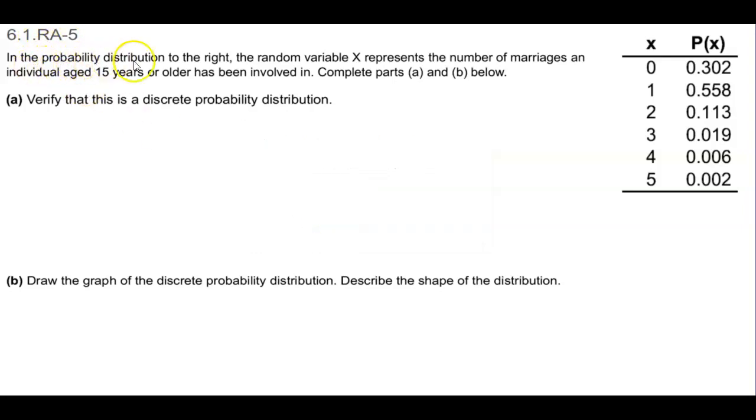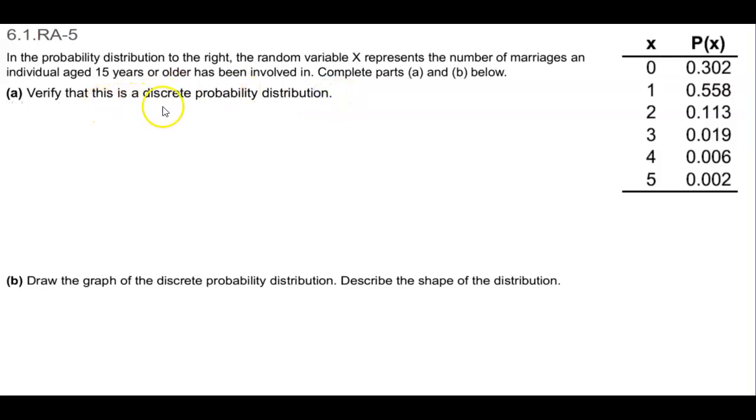6.1.RA-5. In the probability distribution to the right, the random variable x represents the number of marriages an individual age 15 years or older has been involved in. Complete parts A and B below. So the first thing we want to do is verify that this is a discrete probability distribution.